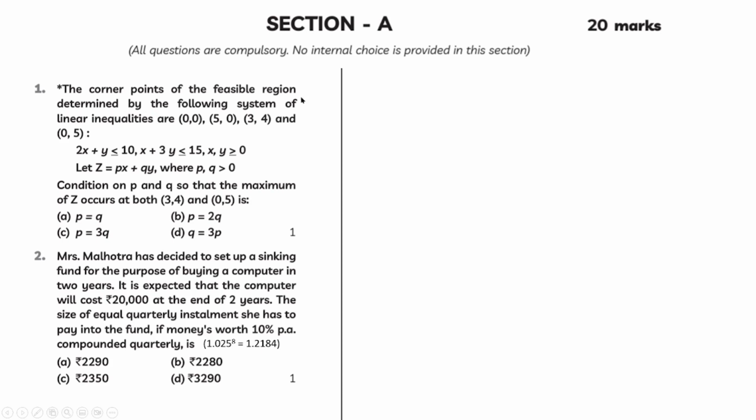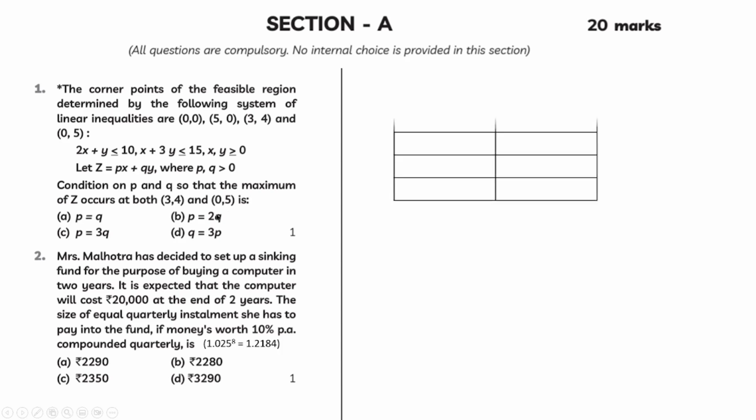The corner points of the feasible region determined by the following system of linear inequalities are (0, 0), (5, 0), (3, 4) and (0, 5). Now these are the inequalities. Let z = px + qy where p, q > 0. Now the condition on p and q so that the maximum of z occurs at both (3, 4) and (0, 5) is. So here we have to find a relation between p and q so that the maximum value of z occurs at these two corner points (3, 4) and (0, 5).